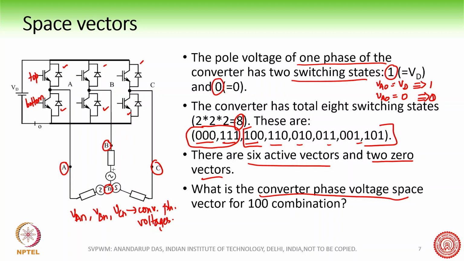This is the filter, with filter impedance Z, which we can take as R plus jX, and then you have the grid here. So this is a grid-connected VSC, and the converter phase voltages have been shown here. Now we are trying to understand what the converter phase voltage space vector is for a switching combination of 1, 0, 0. Let us see that.